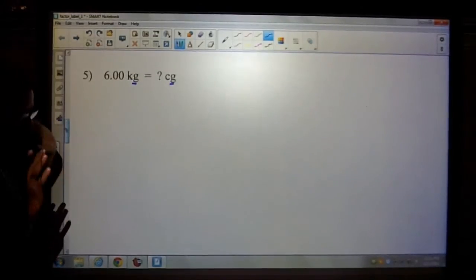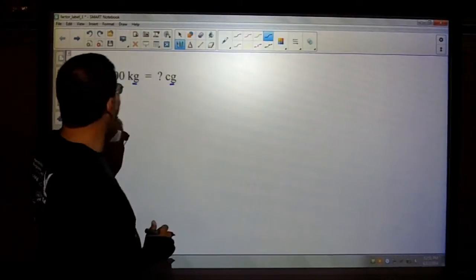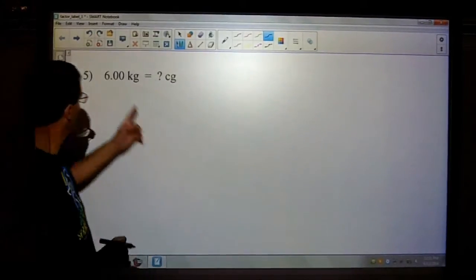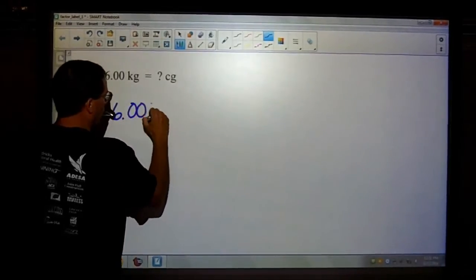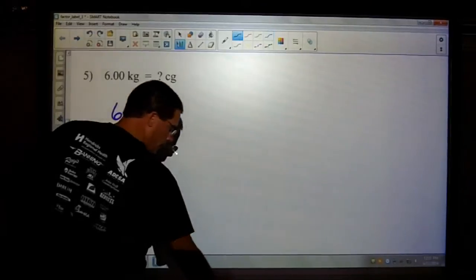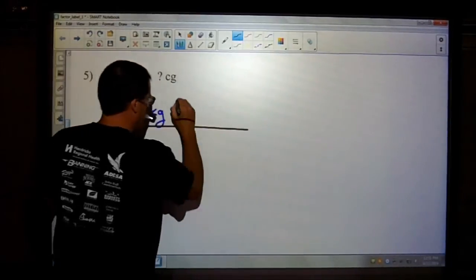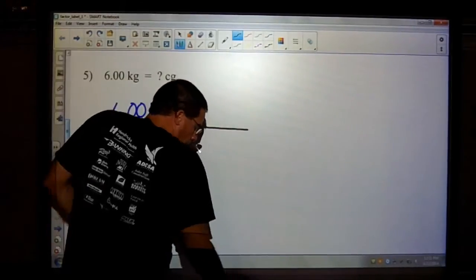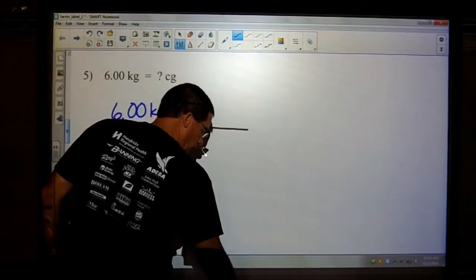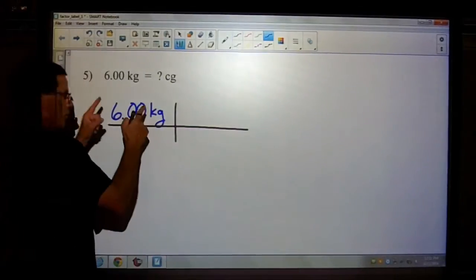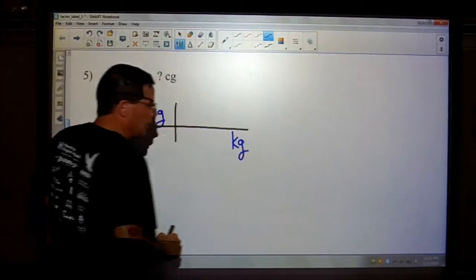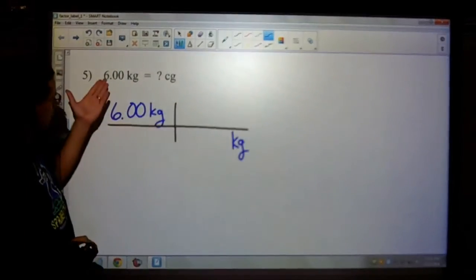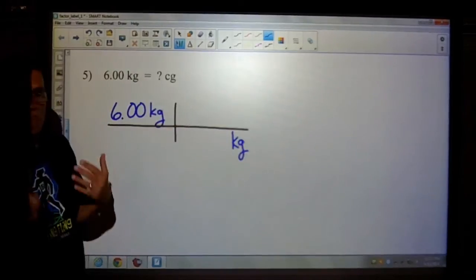So again, ask yourself, which of these do we know? We know we have 6 kilograms. So start off with your 6 kilograms. And again, draw your little box there. I'm going to go ahead and draw the units in, or write the units in first. So again, if it's not the unit you're looking for, move it diagonally. And since this is a metric to metric, we can go from kilograms to centigrams very easily.